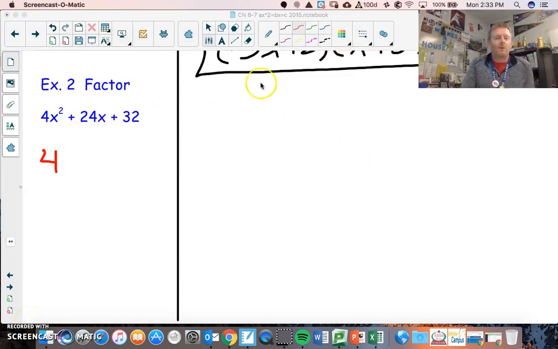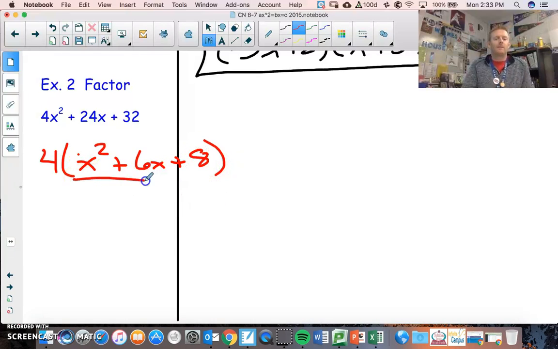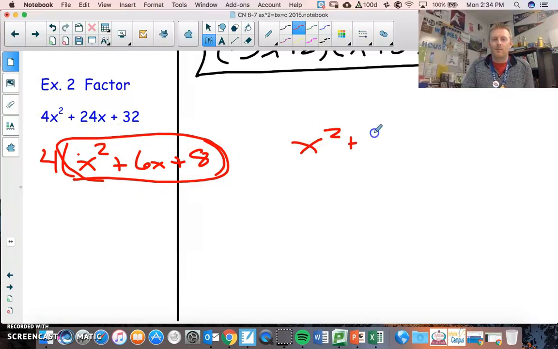I divide out a 4, and when I divide out a 4, I am left with an x squared plus 6x plus 8. And now this looks more like what we did last time. So I'm going to factor my x squared plus 6x plus 8. And now you have to remember that I have a 4 on the outside of it.